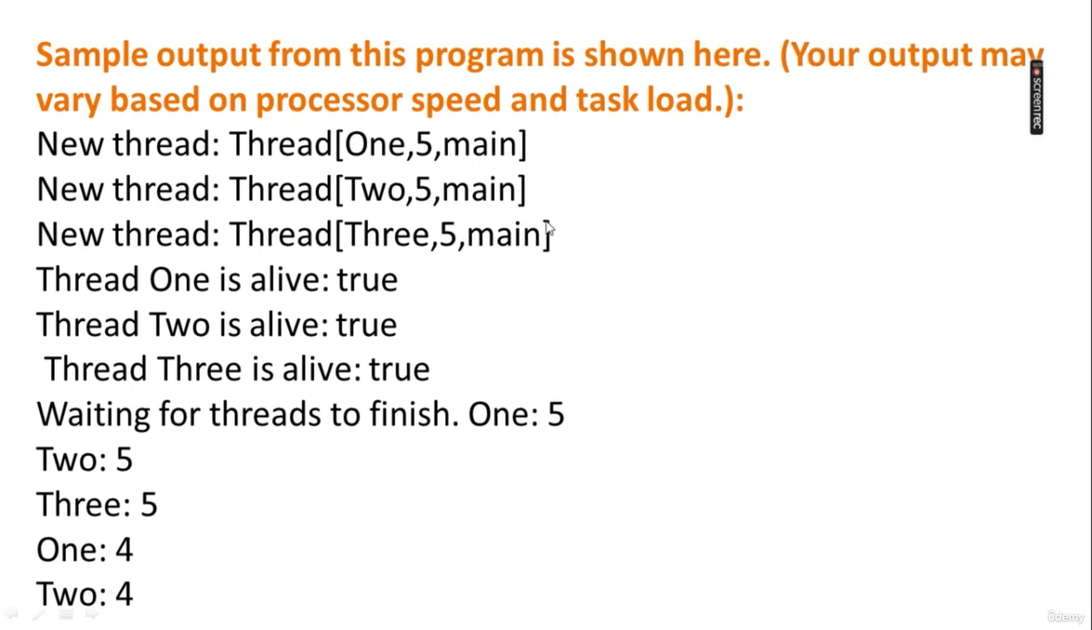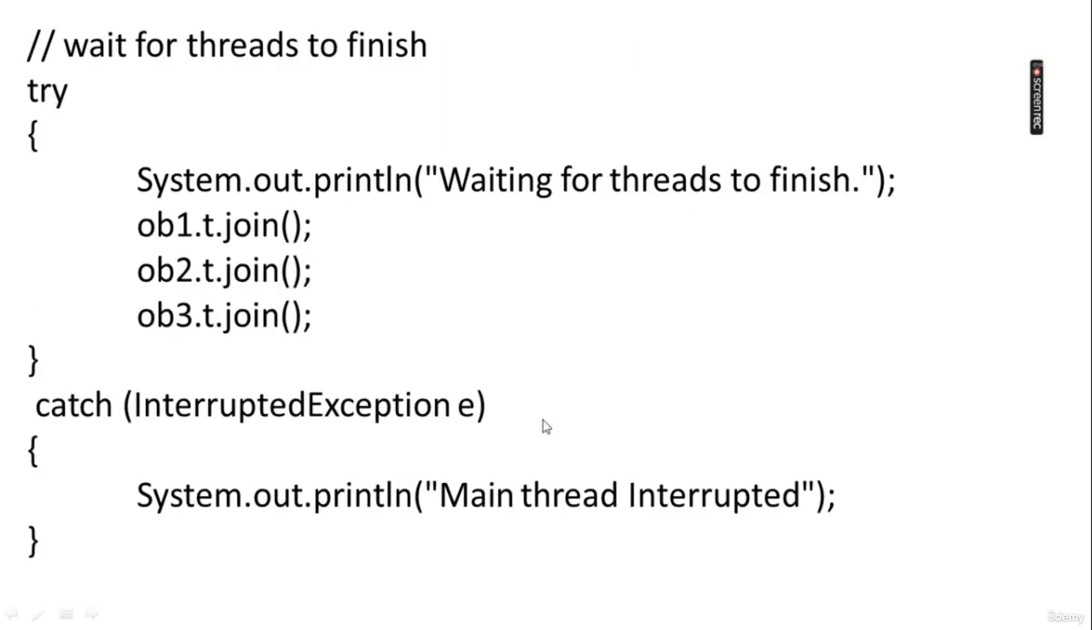Okay, so now 3 threads have been created. Thread 1 is alive, true, it is still running, 2 is still running, 3 is still running. Waiting for the threads to finish. Okay, so here we have called the join method.